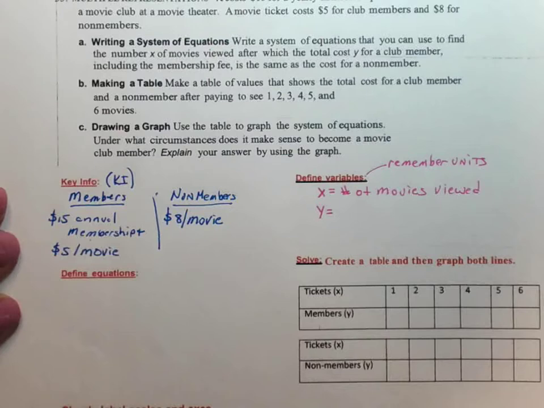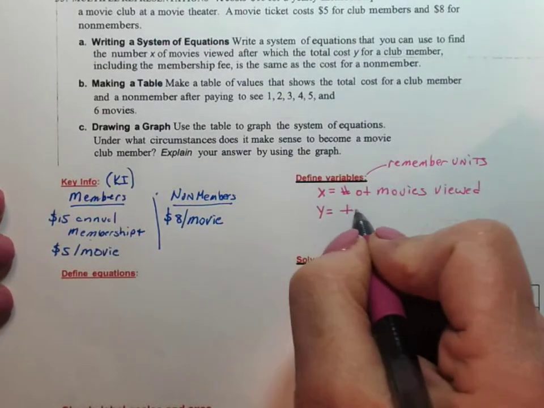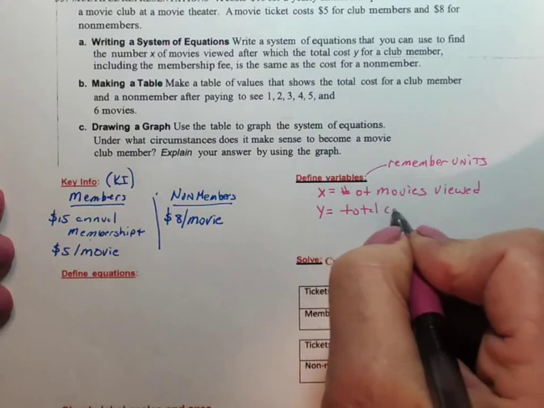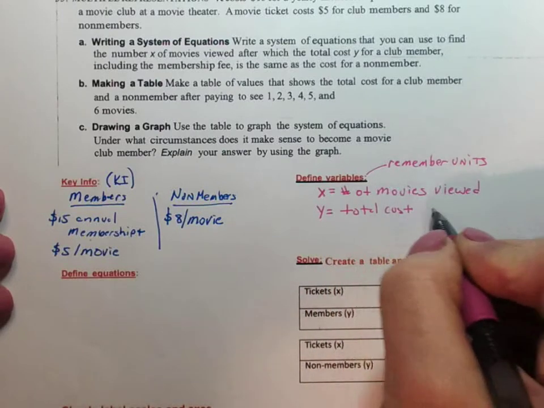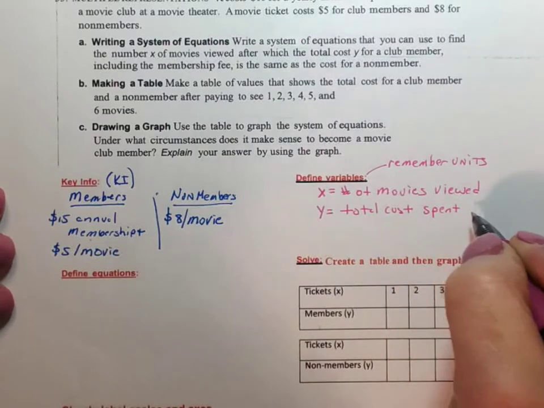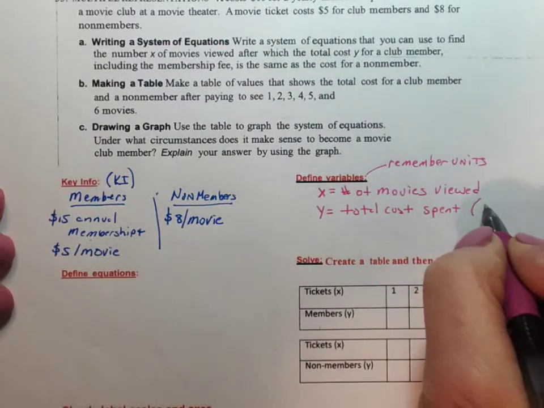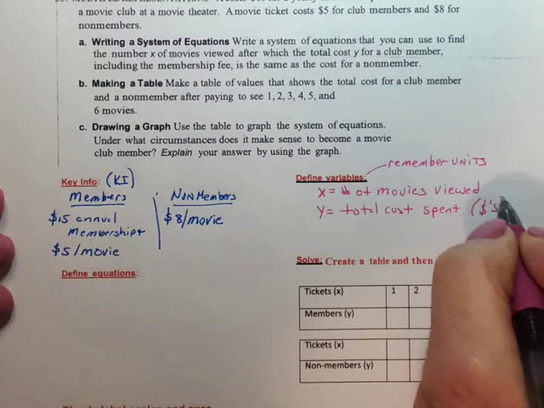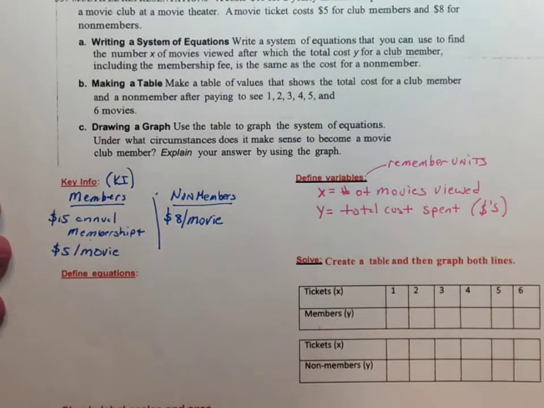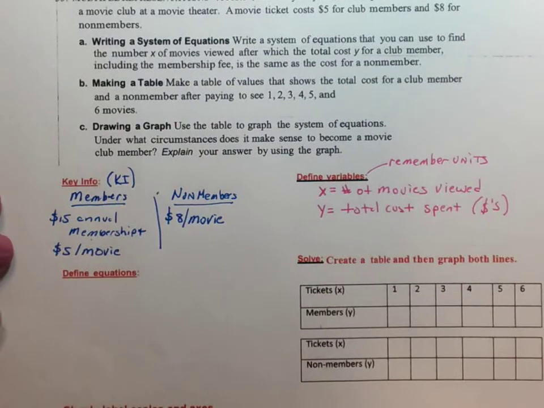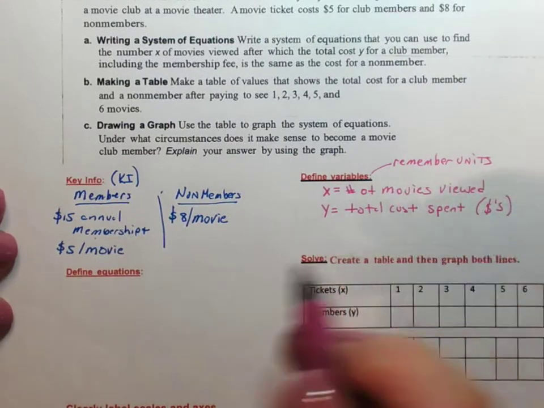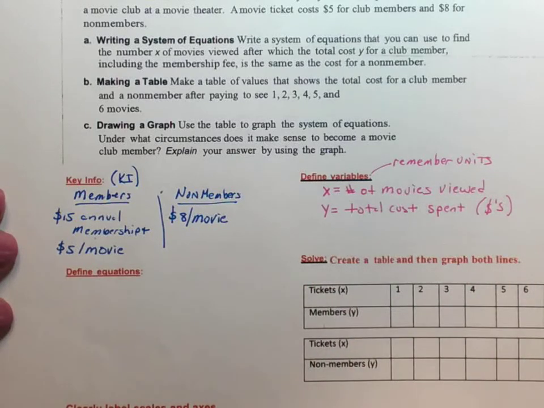How many movies do people go to? And the total cost spent, and that's going to be in dollars. So we have two variables. Okay. We have our X variable, we have our Y variable.